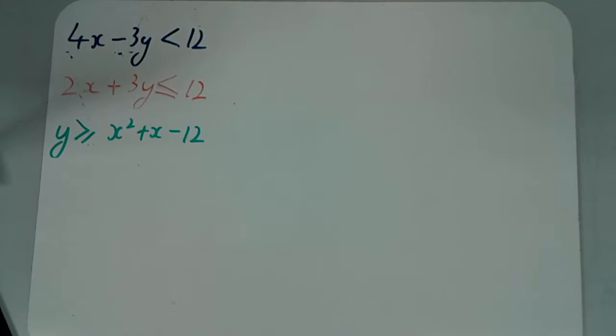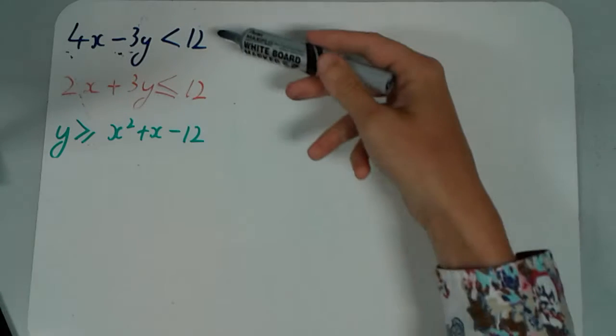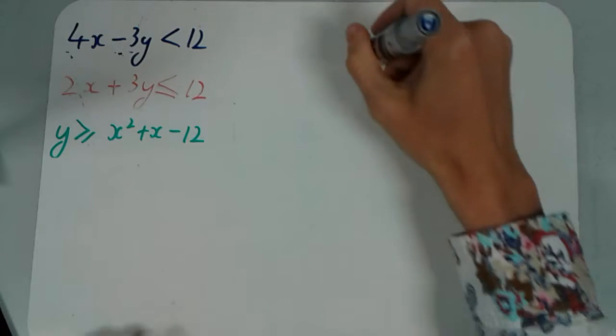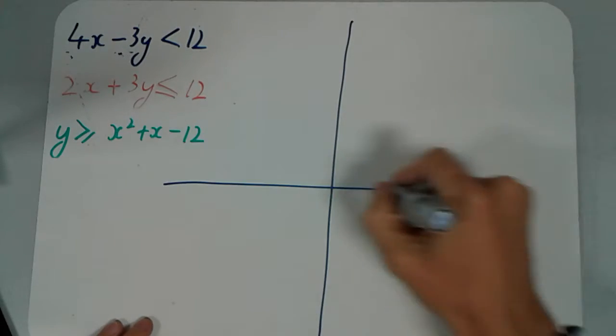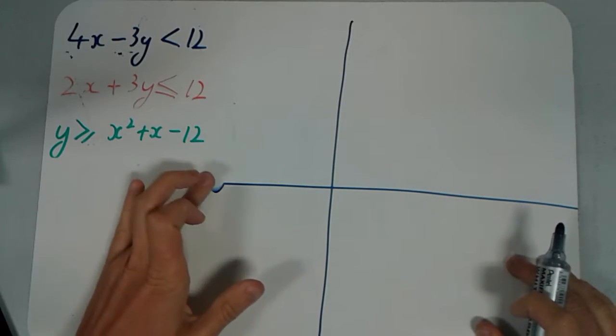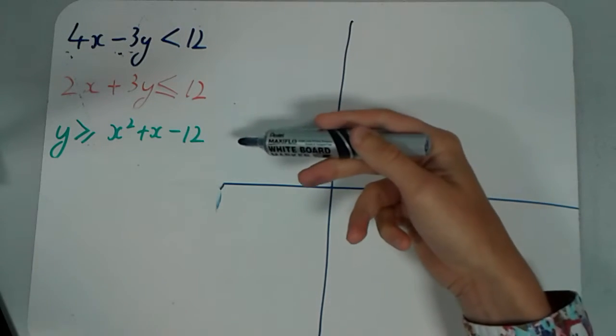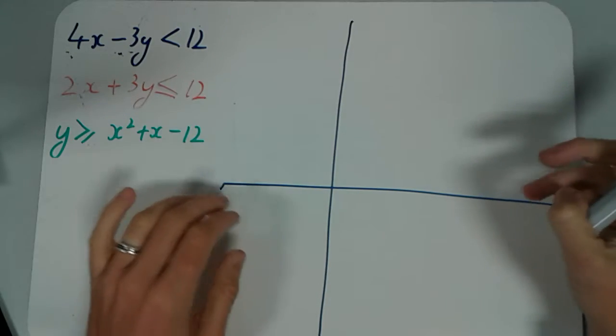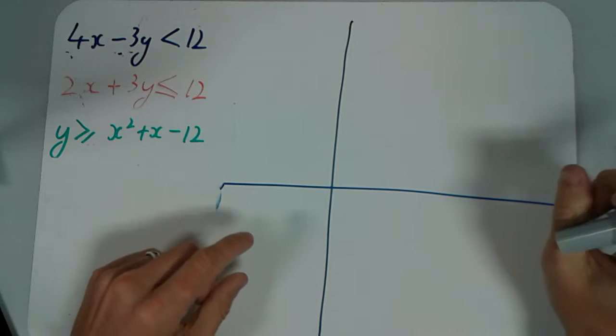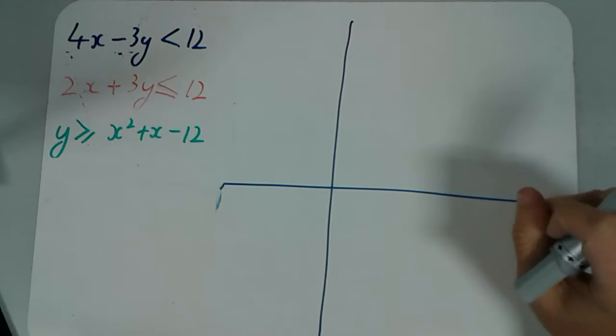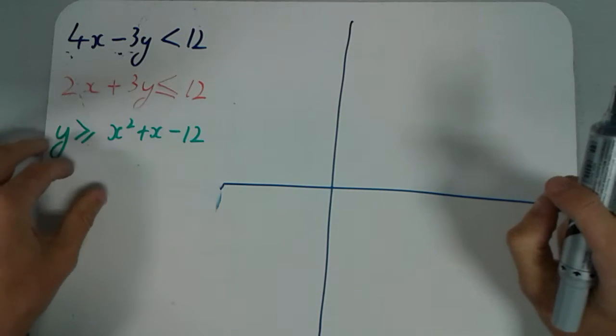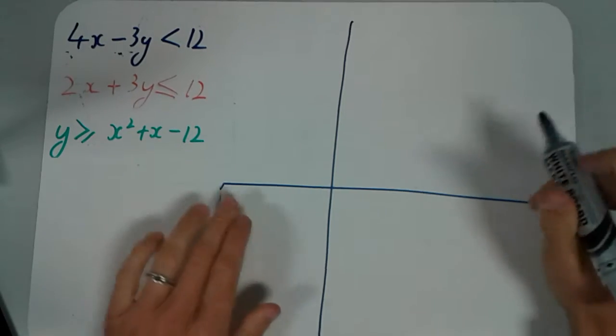Let's look at how we can use a sketch to help us find the region which obeys all three of these inequalities. We're going to start off by sketching all three of these. We'll start off by just sketching them as lines, and then we'll consider which side of the line we wish to be on when we actually look at combining all of these inequalities.